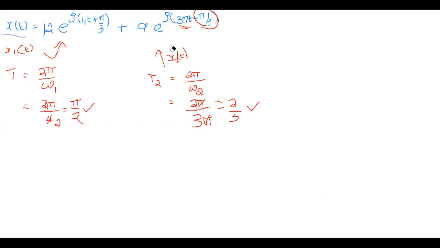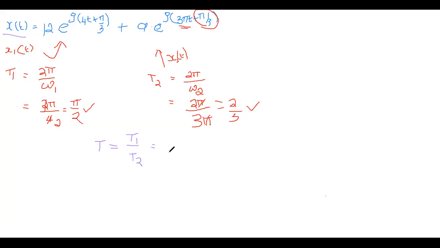For that purpose, you must determine the ratio. Capital T is defined as the fundamental time period of x of t, and this is equal to T1 by T2. We have already determined capital T1 and capital T2. If this ratio is a rational number, or the ratio of two integers, then we can say the total signal, that is x of t, is periodic with the fundamental time period.